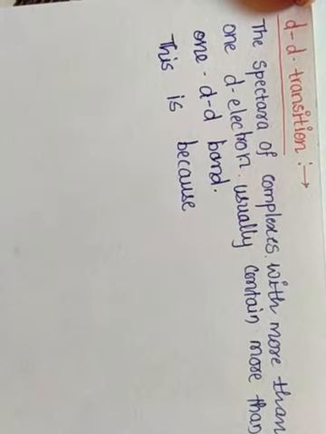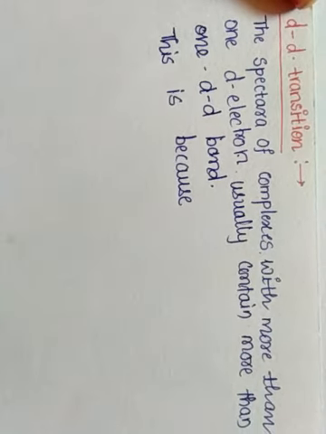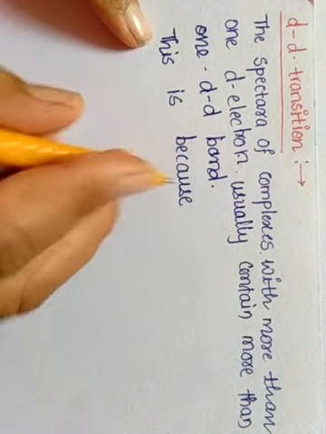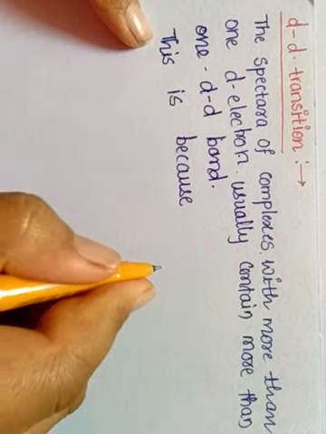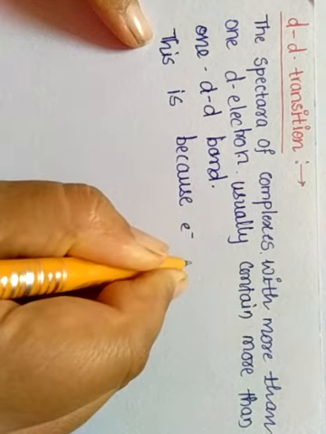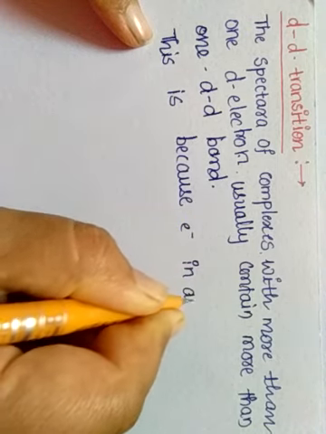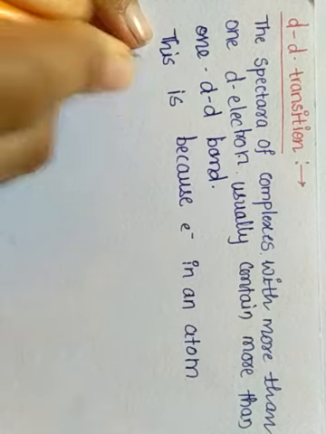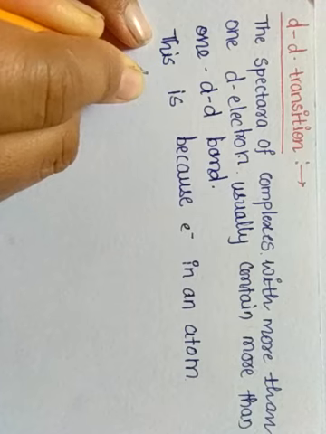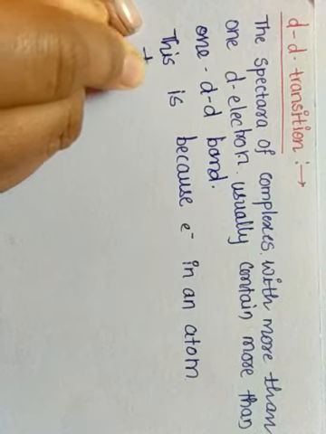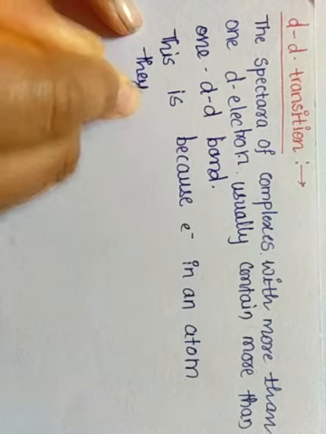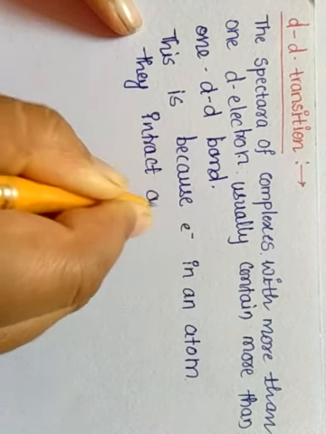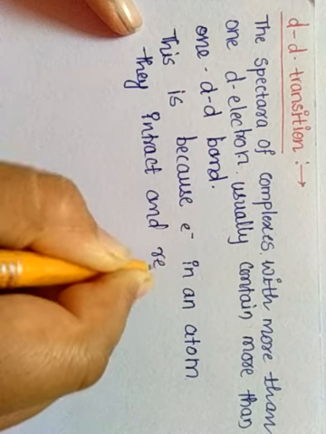The spectra of complexes with more than one D electron usually contain more than one DD band, and this is because the electrons in an atom interact with and repel each other.